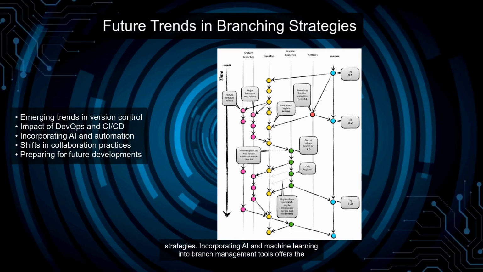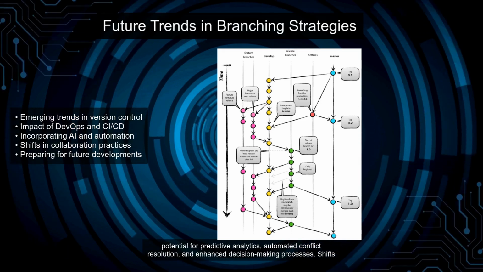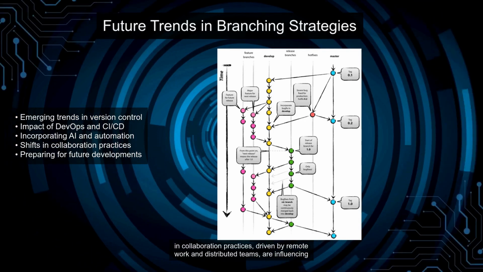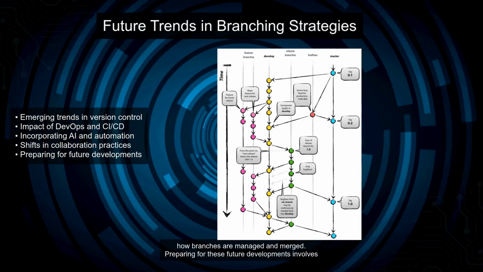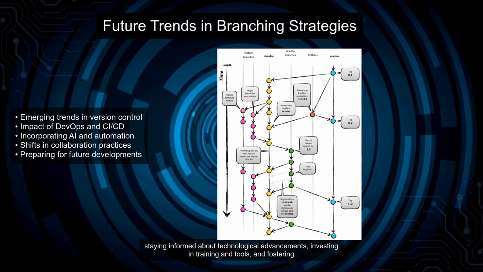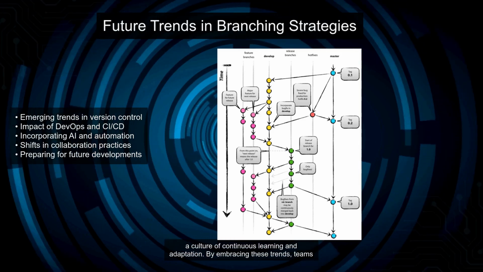Incorporating AI and machine learning into branch management tools offers the potential for predictive analytics, automated conflict resolution, and enhanced decision-making processes. Shifts in collaboration practices, driven by remote work and distributed teams, are influencing how branches are managed and merged. Preparing for these future developments involves staying informed about technological advancements, investing in training and tools, and fostering a culture of continuous learning and adaptation.